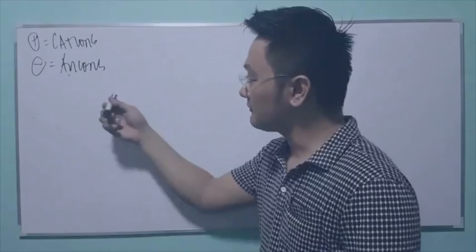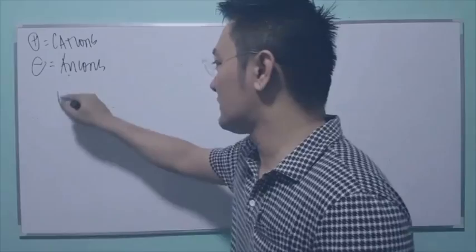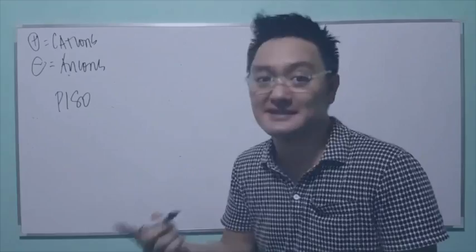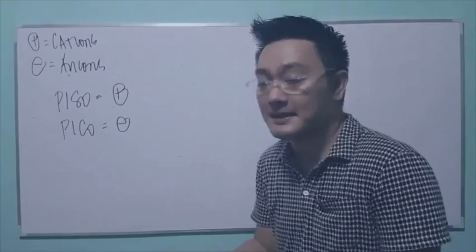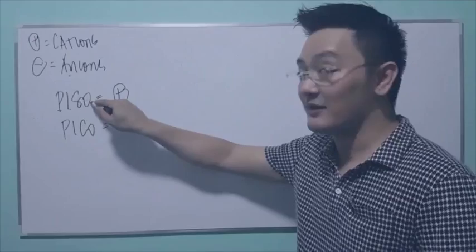Now, one technique or tip or mnemonic used in your fluids and electrolytes, of course the most common, is PISO. Am I right? I don't know who authored or formulated this PISO, but I formulated another mnemonic, and that is your PICO. Now remember, your PISO is positively charged. Your PICO is negatively charged. Now what does it mean? PISO stands for potassium inside, sodium outside. PICO means phosphate inside, chloride outside.